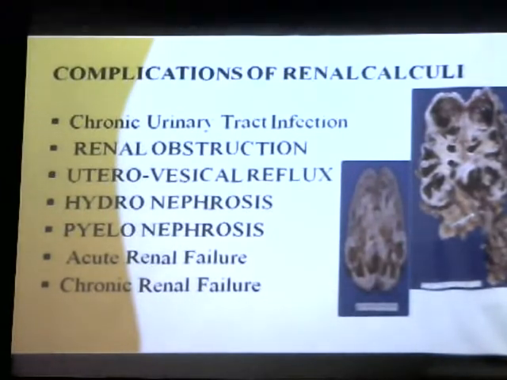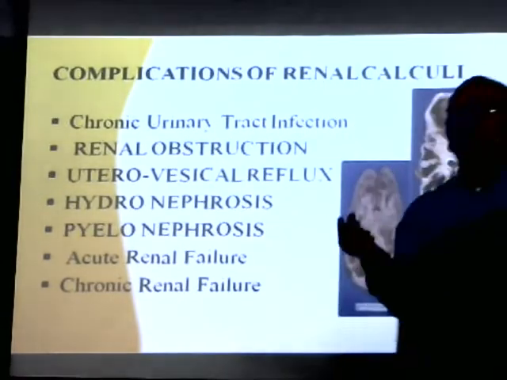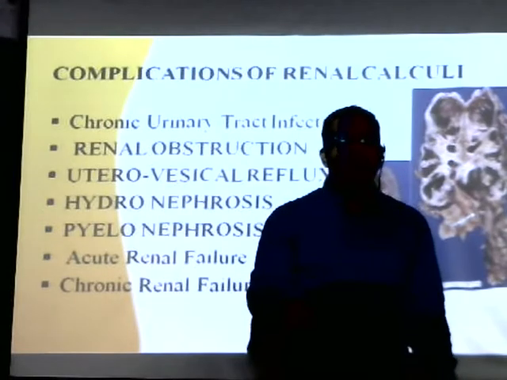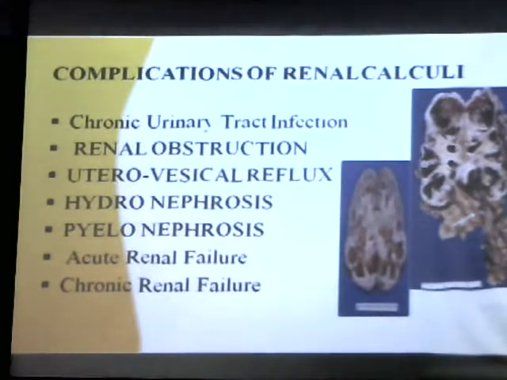Now let us look into the complications of renal calculi. There is chronic urinary tract infection. As I told you earlier, urinary tract infection can be a risk factor for the development of renal calculi, and also due to the presence of renal calculi, recurrent UTI might occur. Renal obstruction, as we have obviously seen, the urine might not flow sufficiently or completely. Ureterovesical reflux, hydronephrosis, pyelonephrosis, acute renal failure and chronic renal failure might also occur.